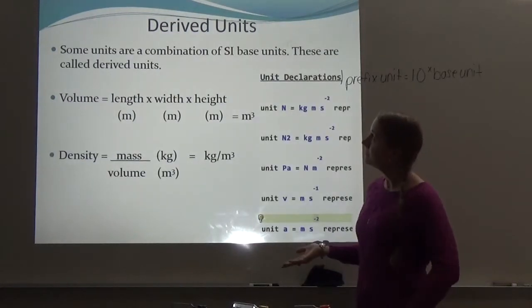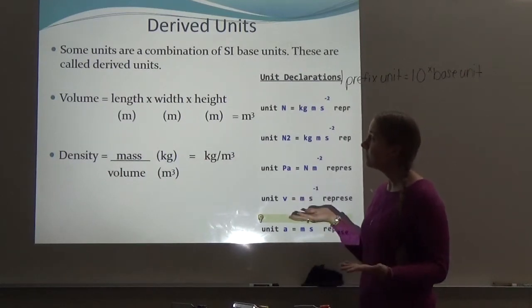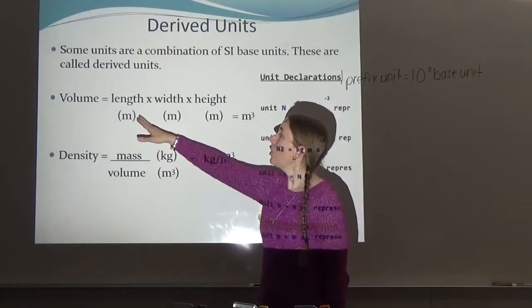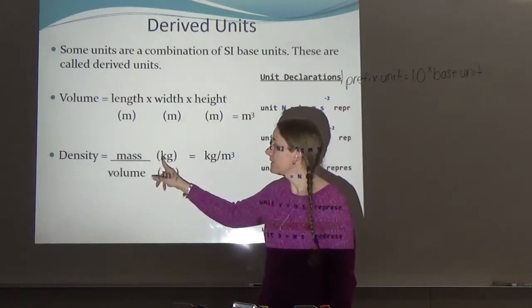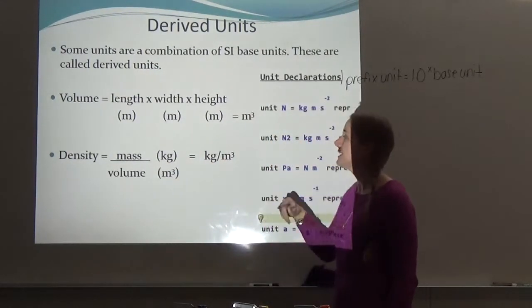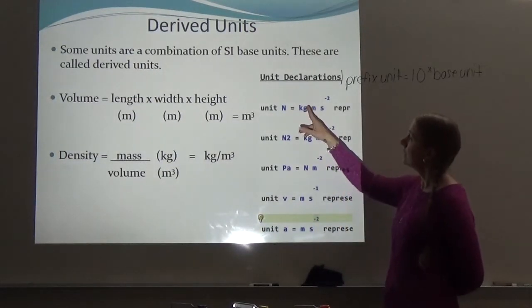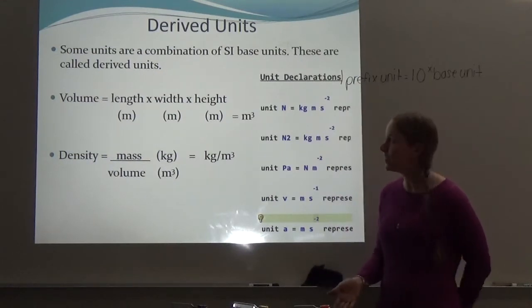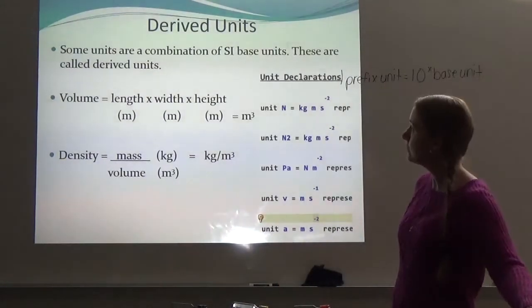All right, so some units are derived. They're a combination of base units. Examples include our SI unit for length, meters, but when you do volume, it's meters times meters times meters, so you end up with meters cubed. Or density, we have kilograms and meters cubed, so it ends up being kilograms per meter cubed. It can even go further, where a kilogram times a meter per second squared ends up being a newton. Another derived unit is Pascal. You don't need to memorize all these. I'm just showing you that we can combine SI units to make new units, and they're called derived units.